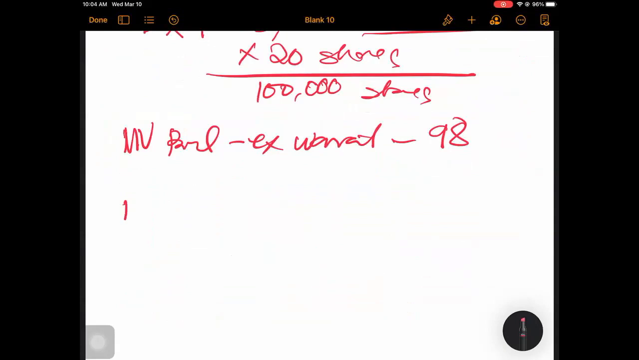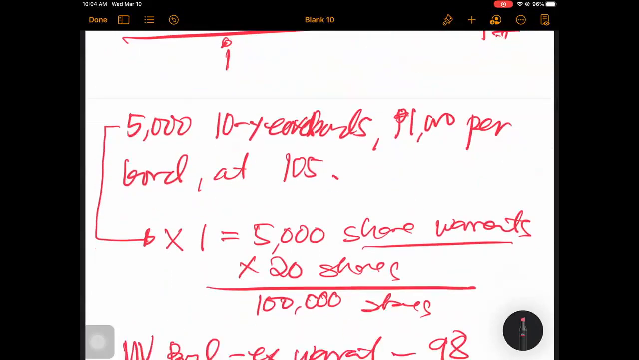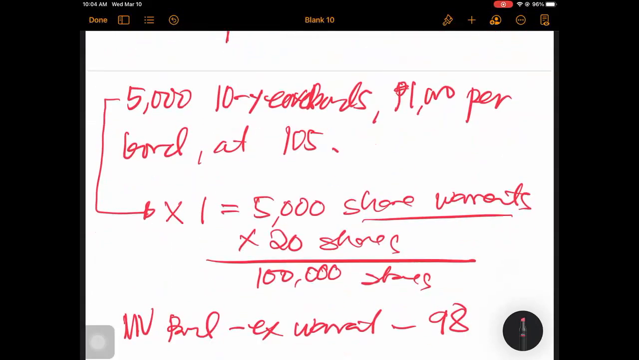So, you have the issue price. How much is the issue price? It is in the problem. $5,250,000.